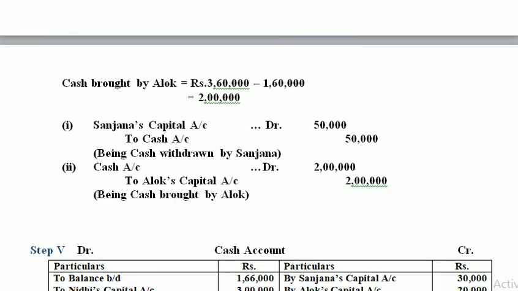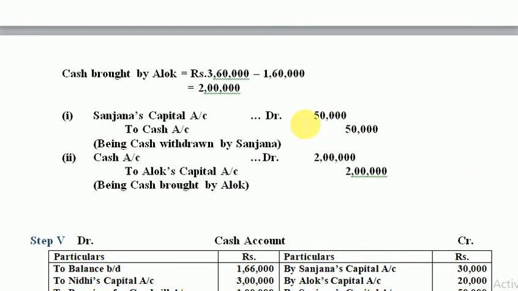Look here, the entry goes: Sanjana's capital account debit 50,000 to cash account, being cash permanently withdrawn by Sanjana. Remember in chapter 2 we have talked about when the capital balances change for the partners, when it is fixed capital method, and there we have talked about withdrawal of capital permanently. That means from the capital the money is withdrawn by the partner. So this is one example. Sanjana's capital account to cash account.